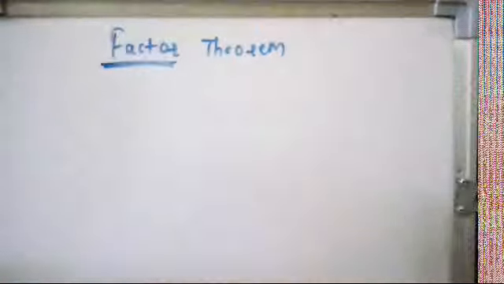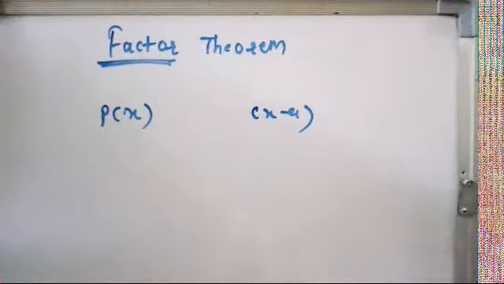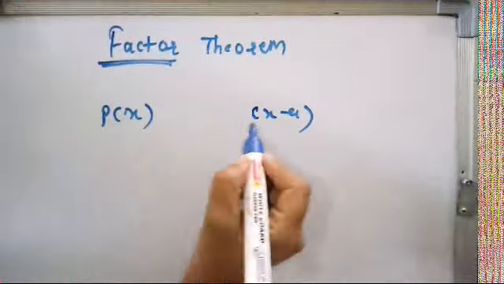So let's see. Suppose p of x is a polynomial, okay, and x minus a is a factor of this p of x. Listen carefully, this x minus a is a factor of p of x.